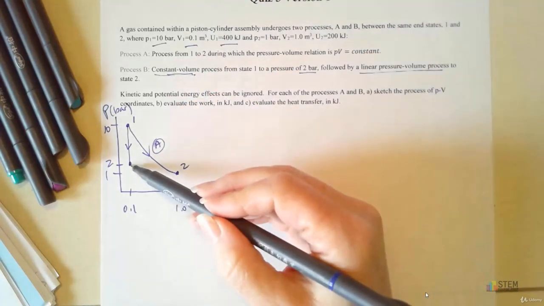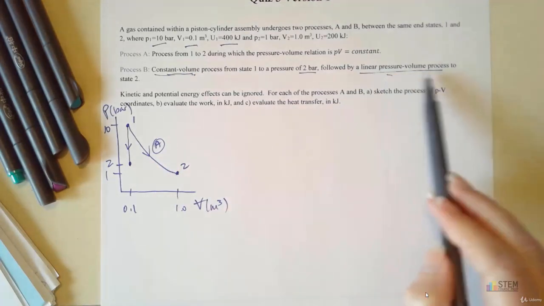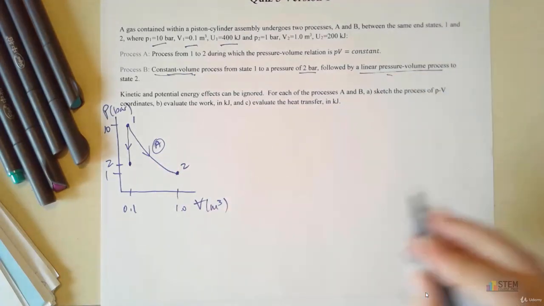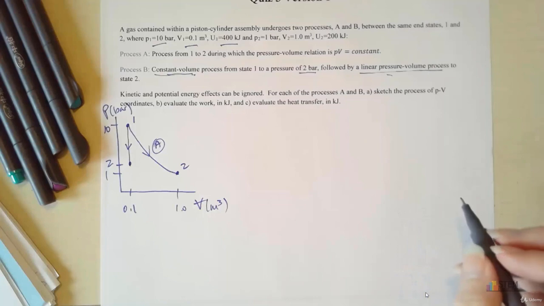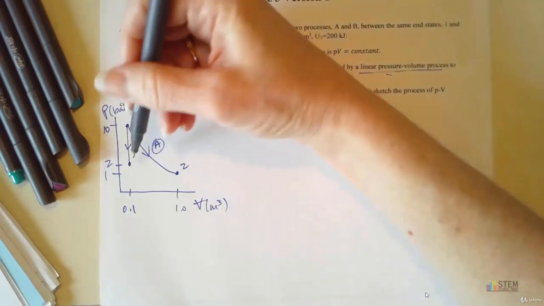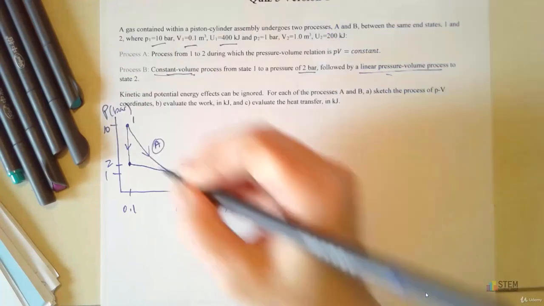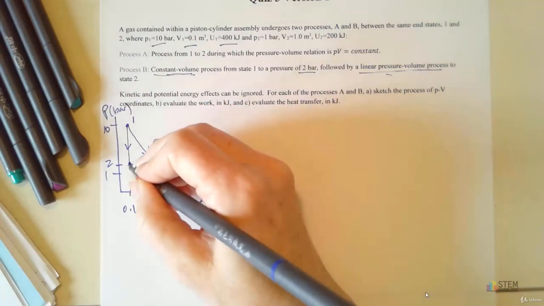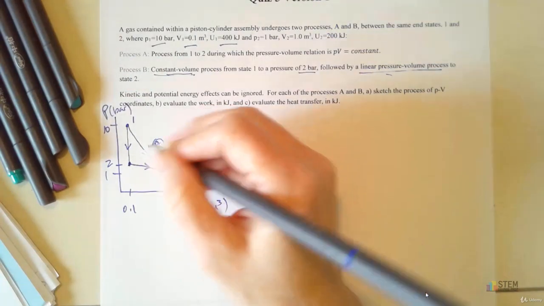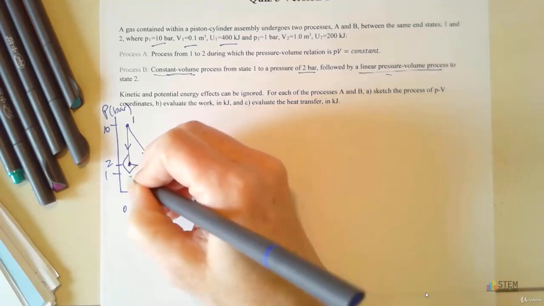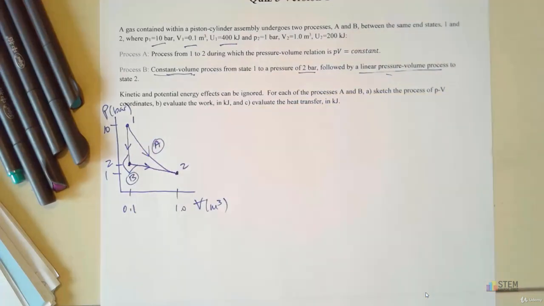And then after we get to this pressure, we have this linear pressure volume process to state 2. So essentially what you need to do is just draw a linear curve there, so just a straight line connecting this point to this point, and this whole thing together is B. Two different processes going between 1 and 2. They just get there different ways, that's all.